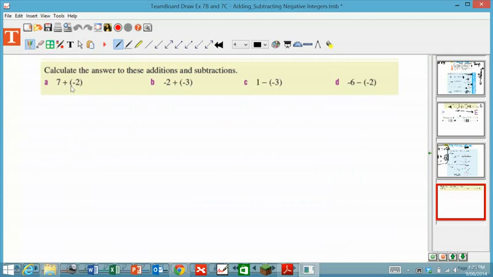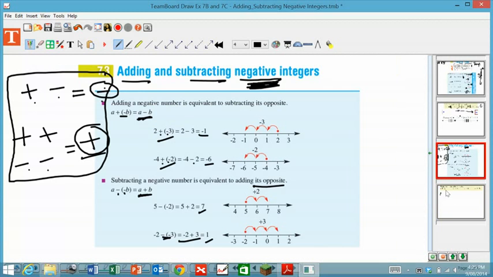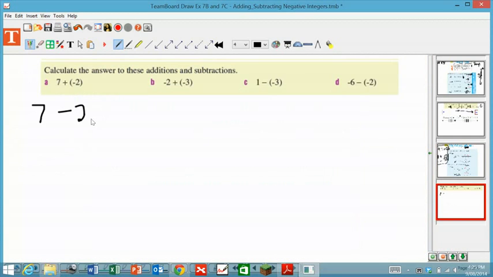So 7 plus minus 2. So if we've got a positive and a negative, what does that mean? Yeah, if they're different, positives, negatives, it becomes a negative. So it's 7 minus 2, which equals 5. That easy. Okay, minus 2 plus minus 3.